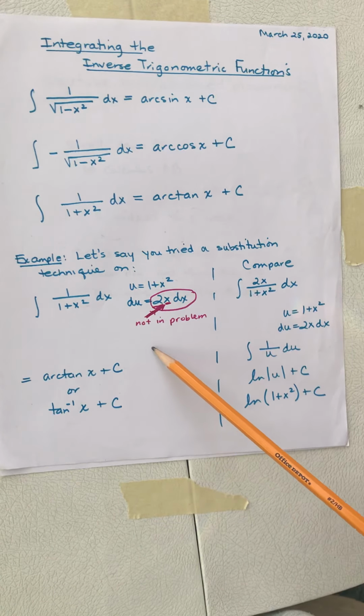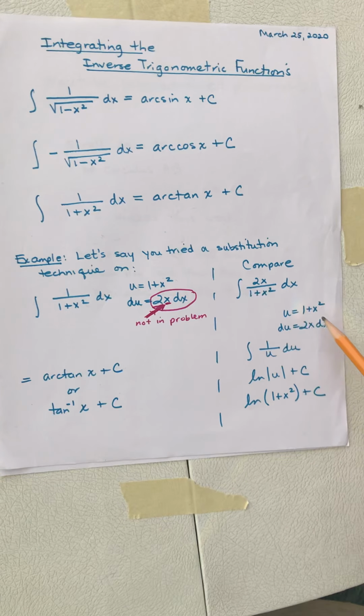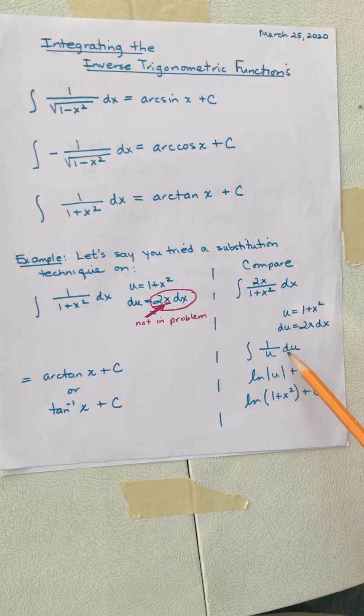So how does that compare to if we could have used a substitution? The problem would have to look more like this: 2x over 1 plus x squared. Then our u would be 1 plus x squared. Our du is 2x dx. And we end up integrating 1 over u du, which we've done before: natural log absolute value of u plus c. And then I don't need the absolute values because 1 plus x squared is always positive. So I get ln of the quantity 1 plus x squared plus c.